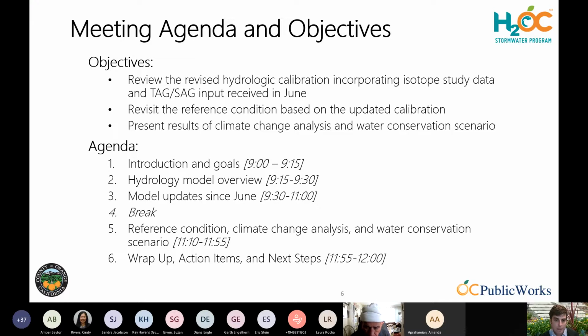And the last piece that we previewed but did not present results of in June were the scenarios that we're now using the model to evaluate, including looking at future versus past climate and how that affects model results, as well as water conservation. And so those are the objectives for today, is to present to you the updated results from each of those. And you kind of see the agenda.